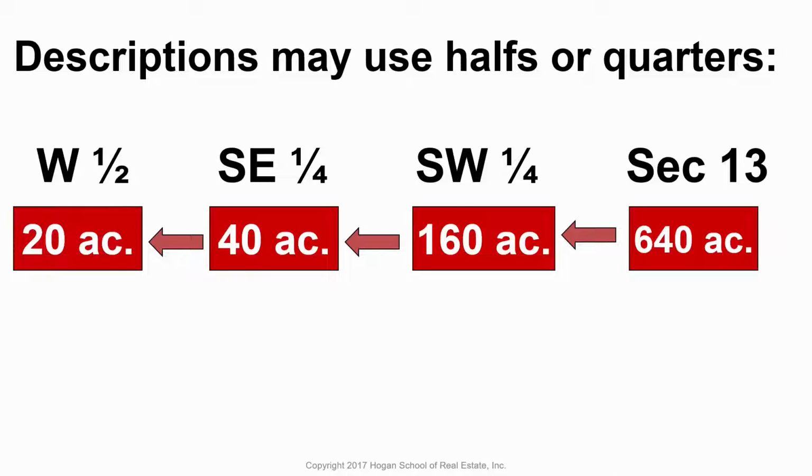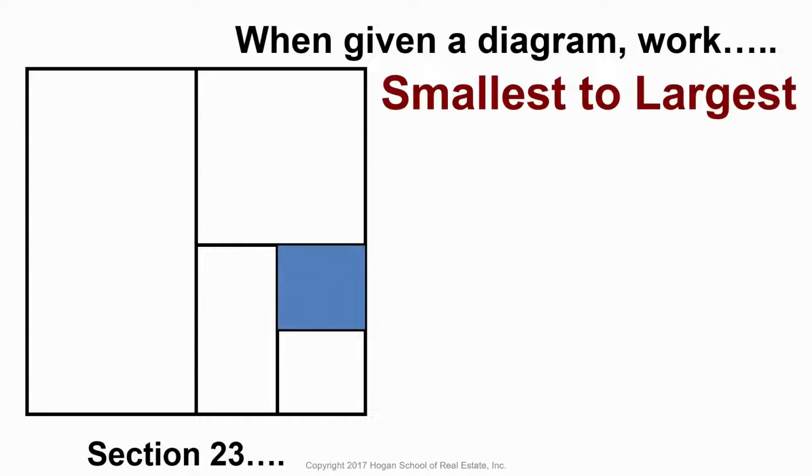So if you're ever asked to find the number of acres in a parcel, you don't have to worry about drawing a picture. You can simply write the description down as we've done here. Start with the large number, the section, 640 acres, and work yourself backwards to find the number of acres, quartering and halving as specified. What if you're given a diagram and asked to describe a particular parcel? Well, what you'd want to do is you always then want to work from the smallest to the largest.